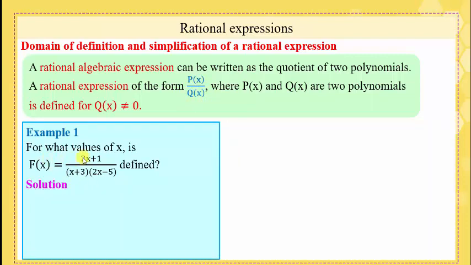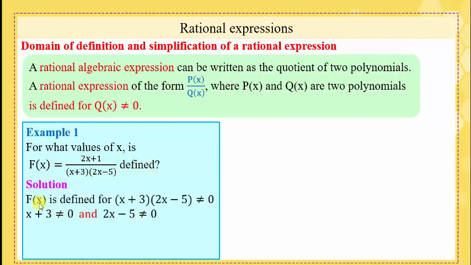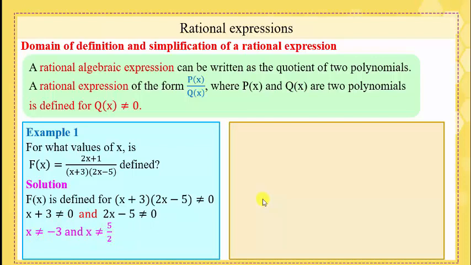Example 1. For what values of x is f of x equal to (x plus 1) over (x plus 3)(2x minus 5) defined? Solution. f of x is defined for (x plus 3)(2x minus 5) different from 0. Since it is a fractional expression, the denominator must be different from 0, which gives x plus 3 different from 0 and 2x minus 5 different from 0. Then x different from minus 3 and x different from 5 over 2.